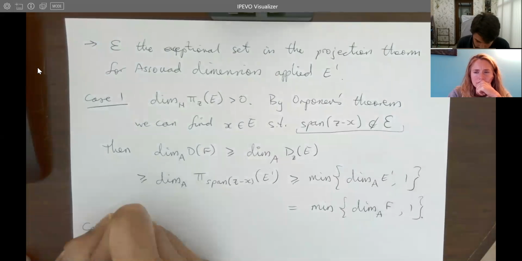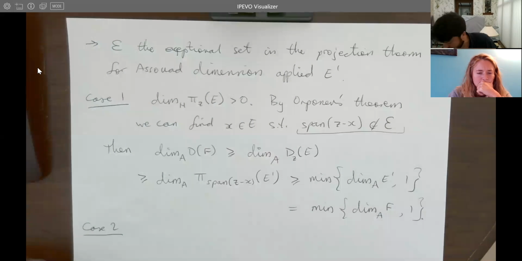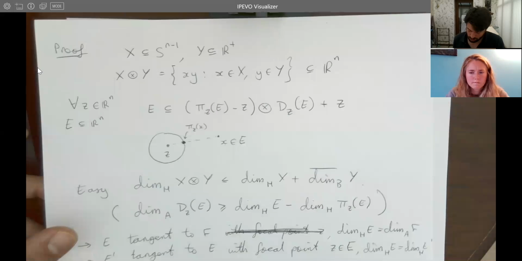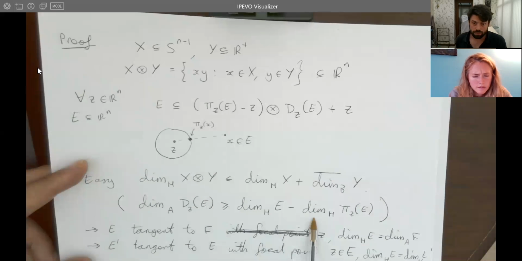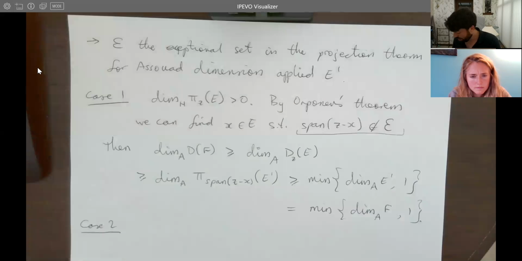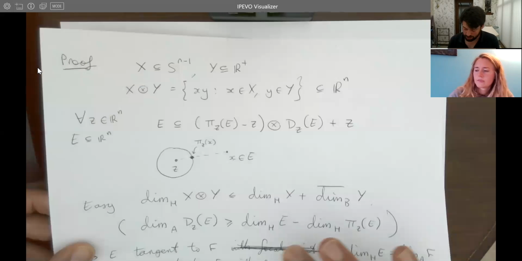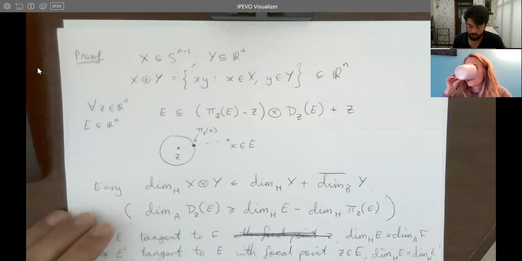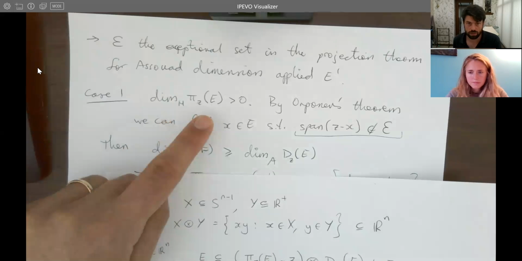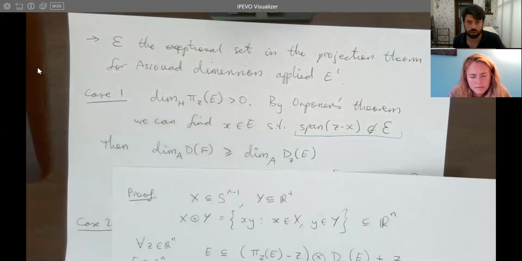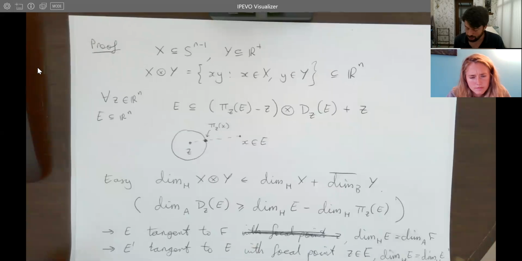And case 2 is easier, but it follows using this trick. So remember the trick on the previous page, which I've lost. The trick on the previous page was where I related distance sets to nonlinear projections. I got this formula for the Assouad dimension of the distance set. So notice, or maybe I can just explain it. It just follows immediately from this, because in case 1, the Hausdorff dimension of this radial projection was positive. So case 2 says the Hausdorff dimension of this radial projection is 0. But then if you plug 0 in here, the Hausdorff dimension of E by assumption was the Assouad dimension of F, and you get the result just directly from applying this inequality.